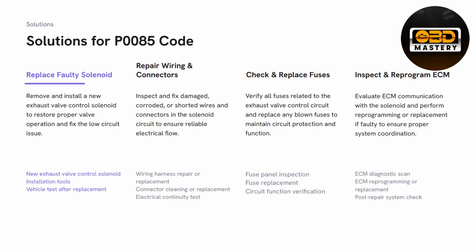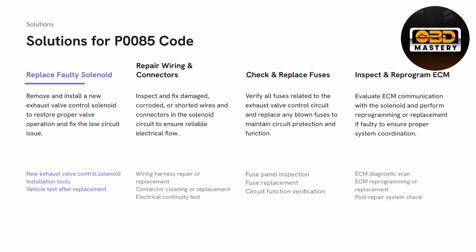Now, solutions for P0085. You can replace the faulty solenoid, all right? You can go to an AutoZone, pick up a brand new one, and fix the whole low circuit issue. Repair any wiring connectors, so frayed, shorted wiring. You're going to want to inspect the harness, make sure that there isn't any bare wire that doesn't have insulation on it. And just in general, make sure that you do a brief inspection.